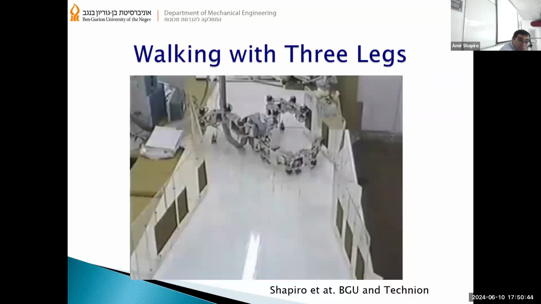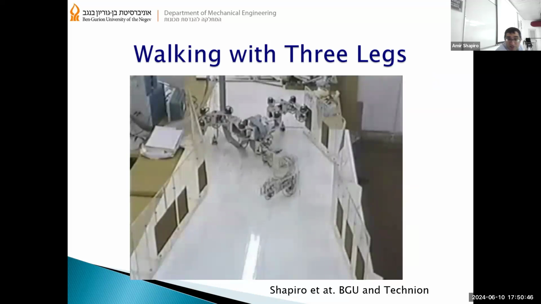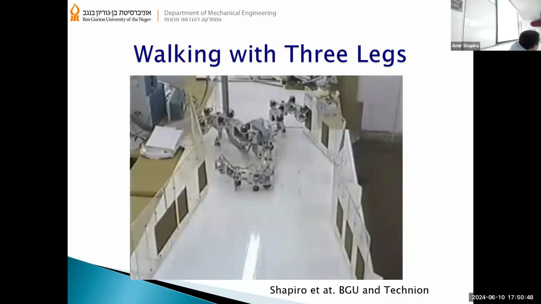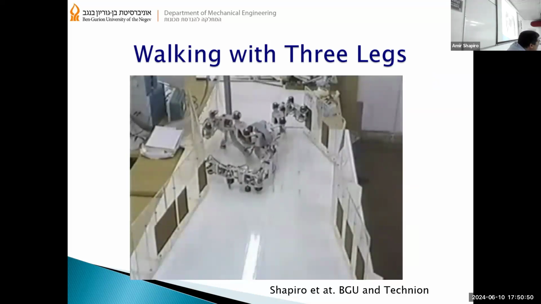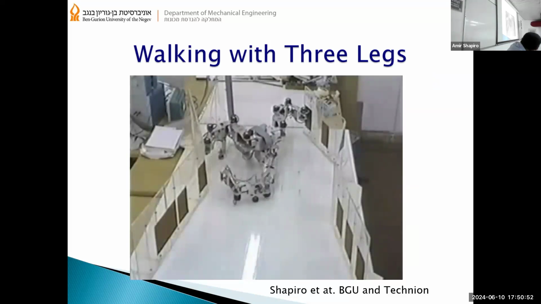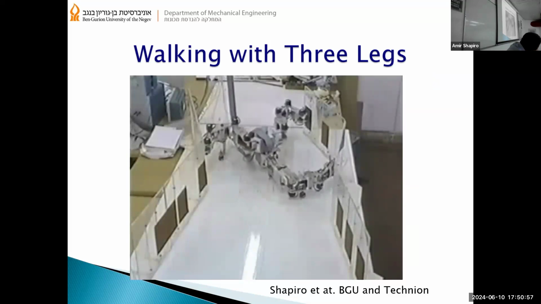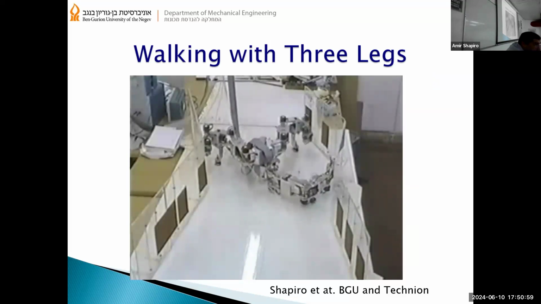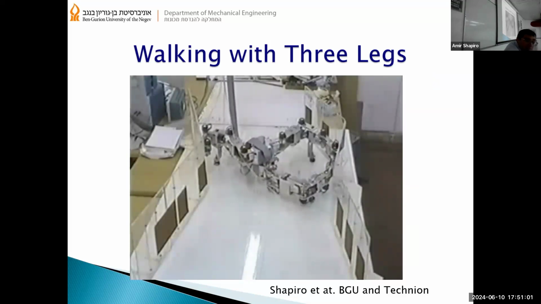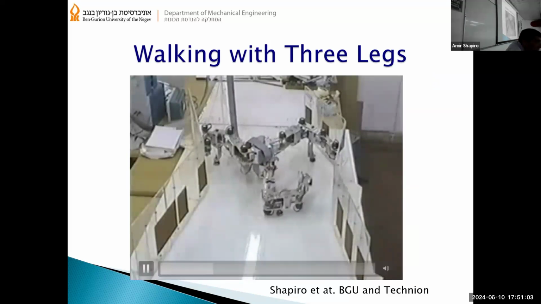This is something that I did about 30 years ago, walking in tunnels and maintaining balance and stability during the walking and programming the entire motion sequence.